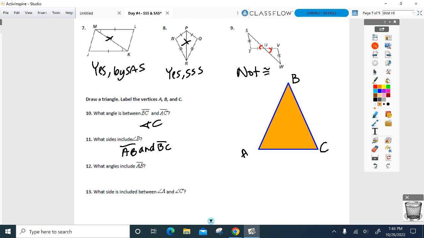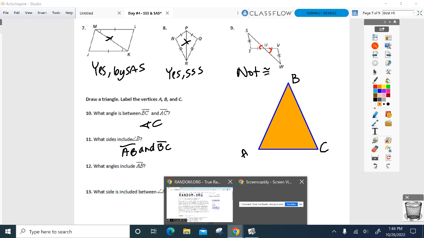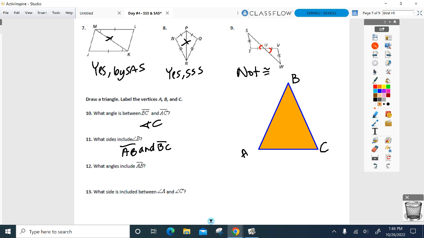Everyone's good? All right, give me the angles that include side AB. So side AB is in between what 2 angles? Angle A and angle B. Yep, good work, guys. Good work.